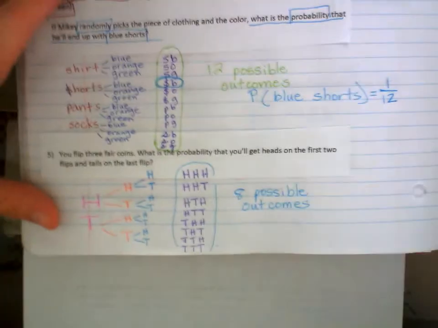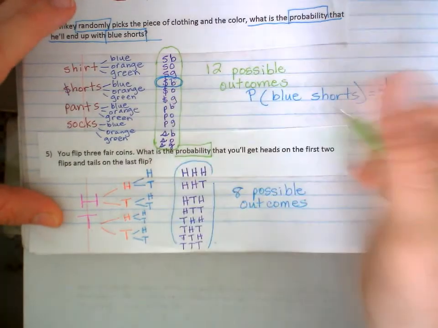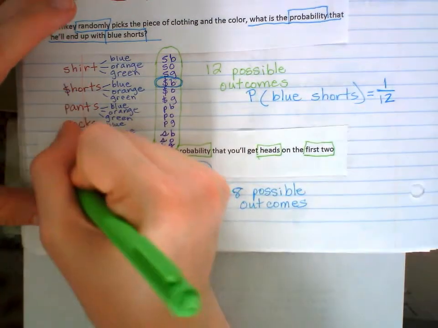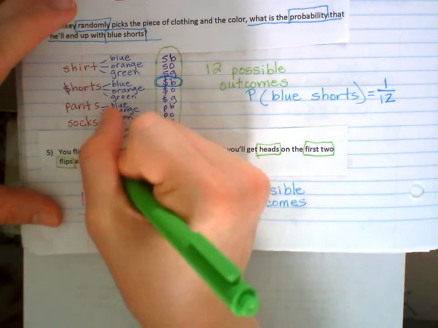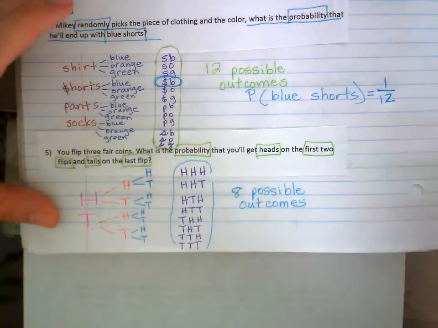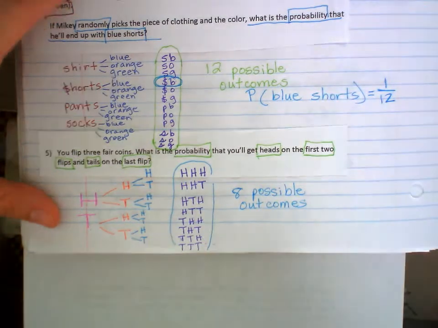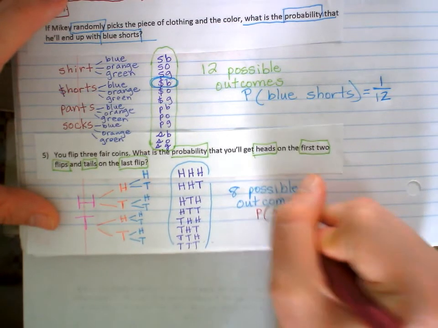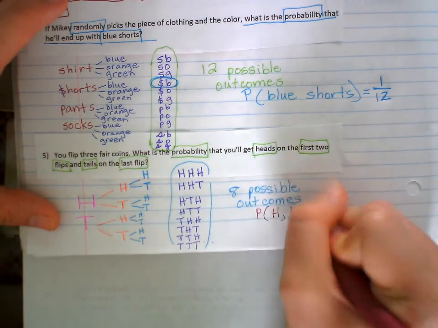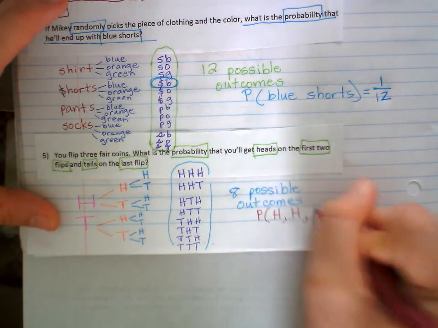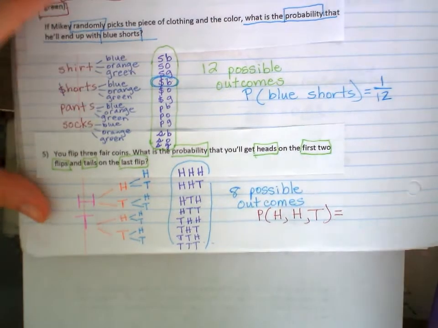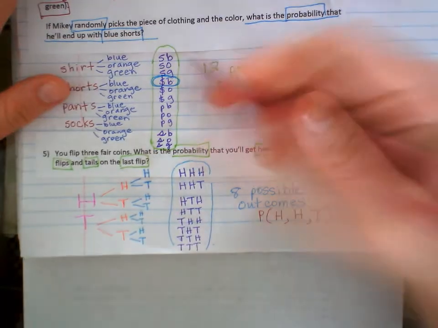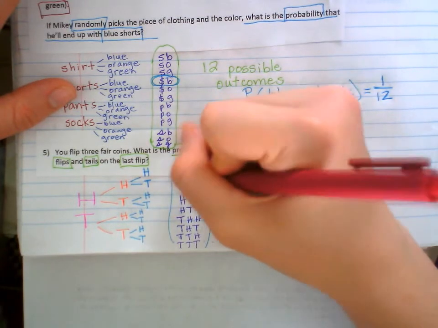So we want to know, what is the probability that you'll get heads on the first 2 flips and tails on the last flip? Okay, so probability of heads on the first 2, so heads, heads, and then tails. So heads, heads, heads, no. Heads, heads, and tails, yes, there we go.